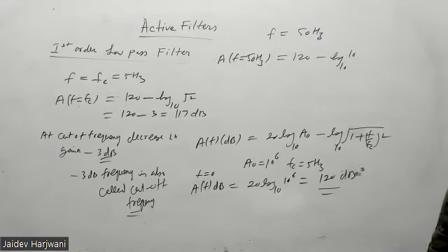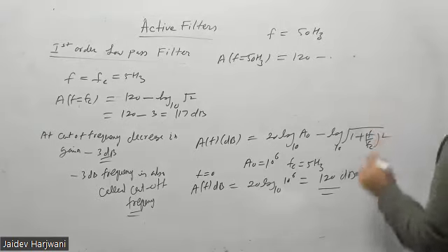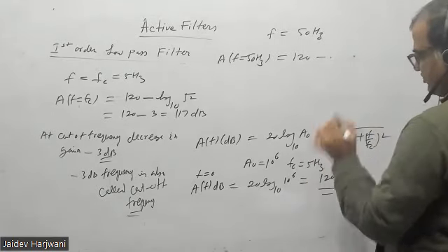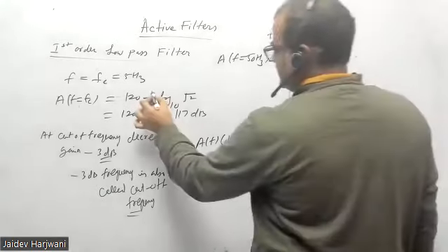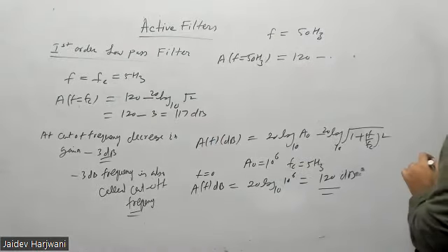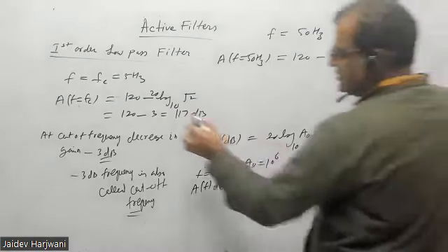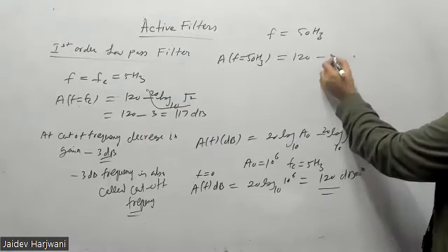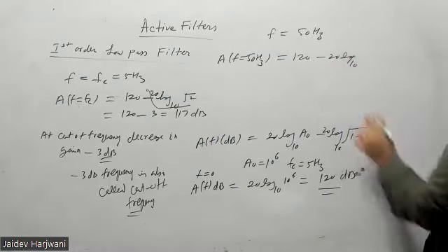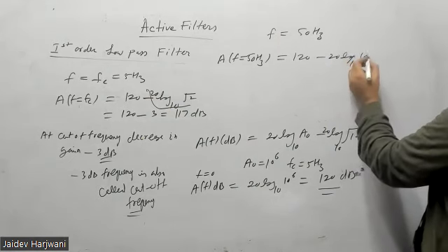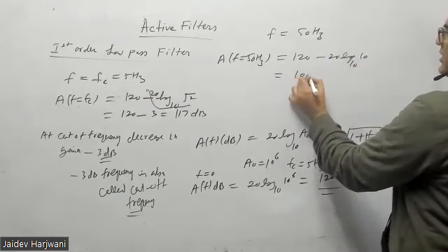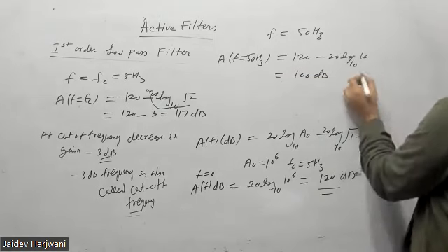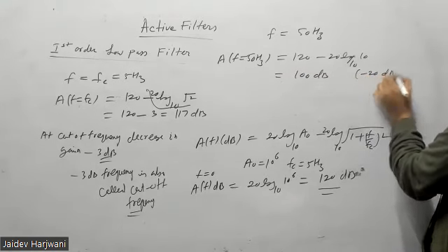Tell me what will come. 20 log 10. We were missing the formula here. 20, okay, 20 is also there. That's why we made the mistake. Now here it is 20 log 10, and this is 10, so this is 1. So you get 100 dB. That means a minus 20 dB loss.